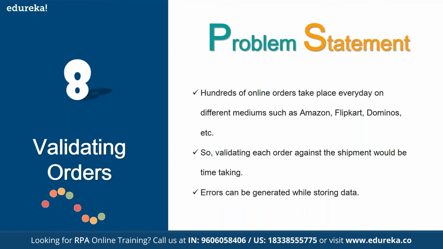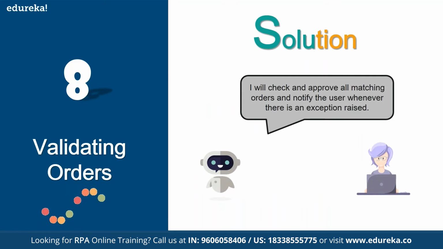This kind of project can be handled by your bot. It says, I will check and approve all the matching orders and notify the user whenever an exception is raised. Suppose there is a problem in shipment, it will notify the user that your order might get delayed due to these conditions or reasons. That kind of project can also be implemented using RPA. So this is validating orders.